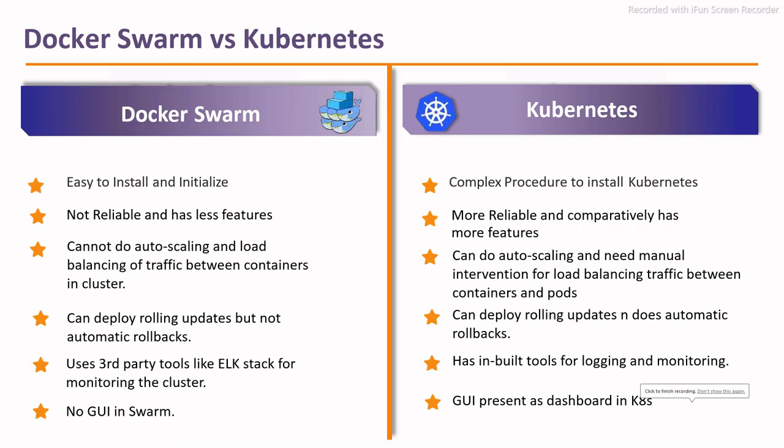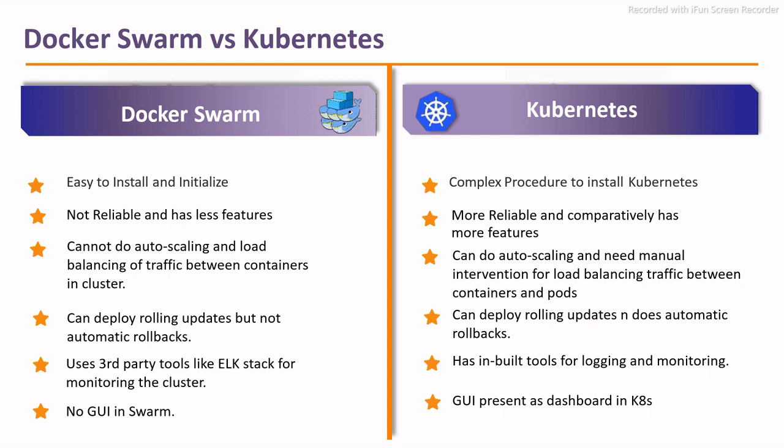So let's see some of the differences between Docker Swarm and Kubernetes, because these are the two main container orchestration technologies currently used by most organizations. Docker Swarm is very easy to install and initialize, but Kubernetes has a really complex installation procedure, because we need to run multiple sets of commands, like installing packages, certificates, and so on. It is a lengthy and complex process.